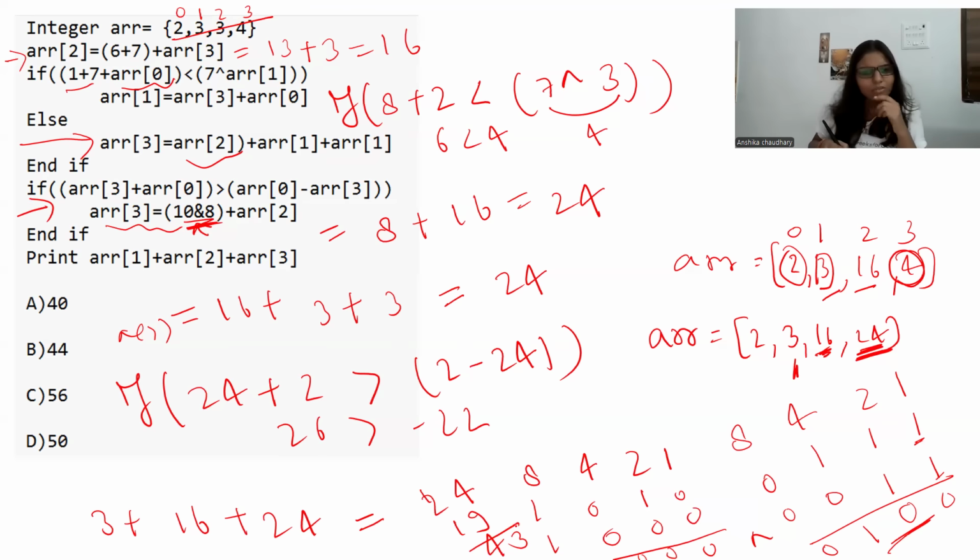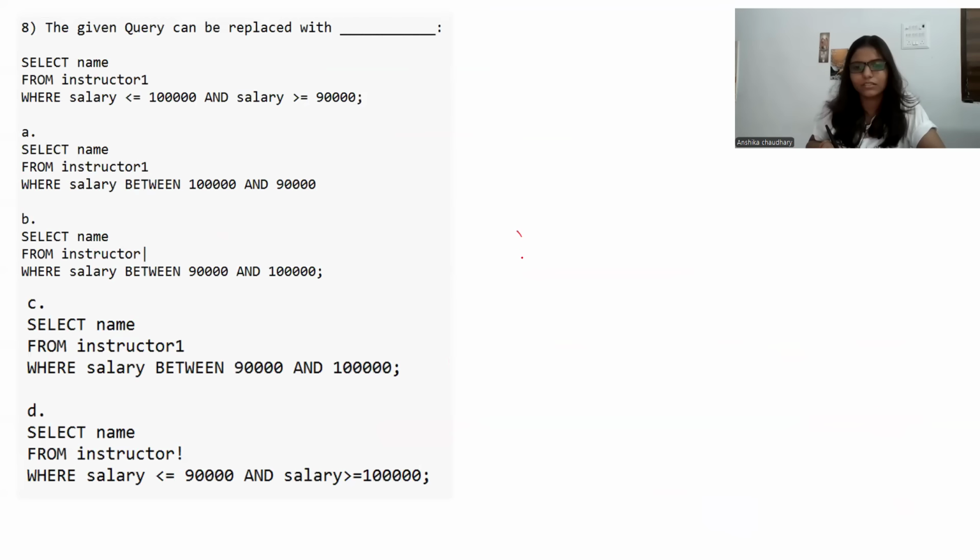One thing, we have made a mistake somewhere. Just let me check it again. 10 and 8, whether we have done it clearly or not. Let me take it here. 8, 4, 2, 1. So it will become 10.